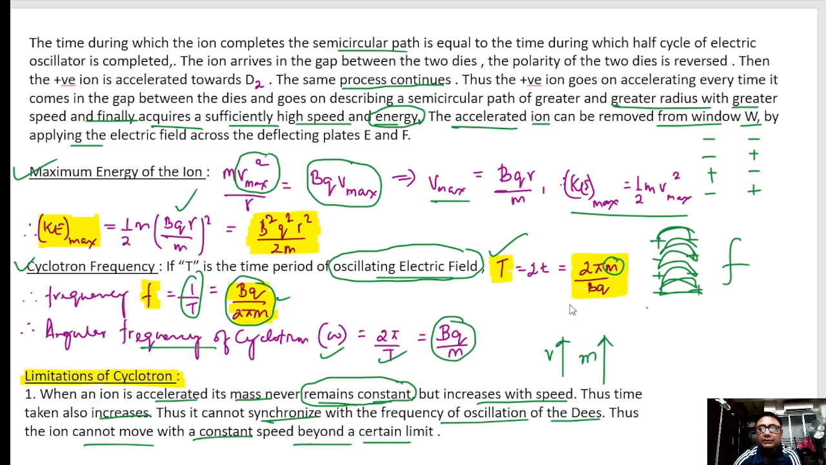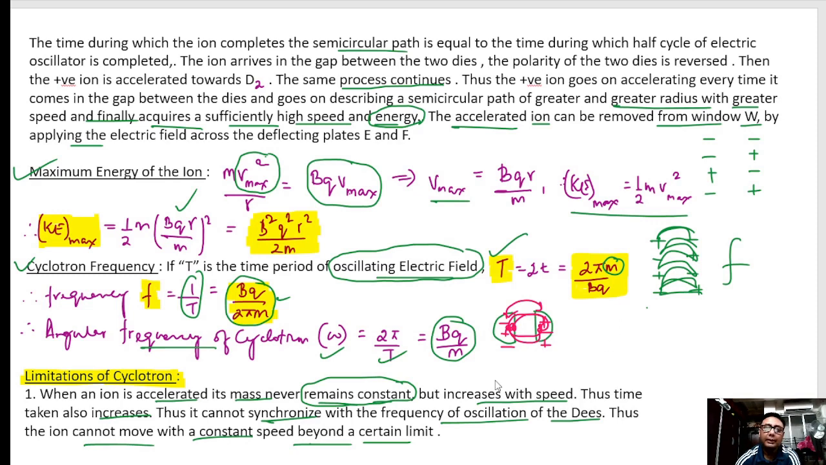As I told you, this is D1 and D2. Please watch here. These are the D's. Now there are polarity oscillations, plus minus, plus minus, plus minus. The frequency at which the polarity oscillates, with that frequency the charge has to move into these D's, again this, again this, again this.